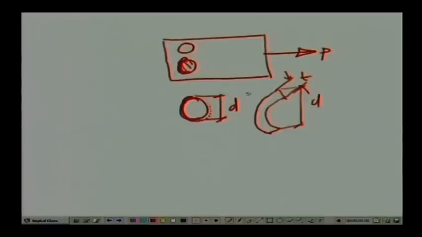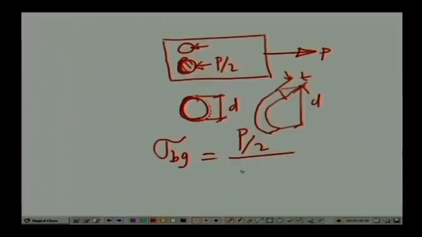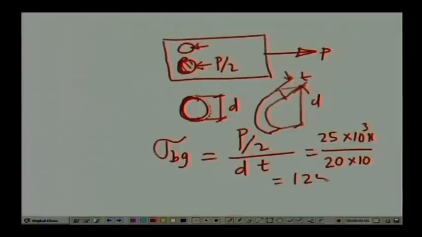And as we have seen, the bearing stress is a function of the contact area, so sigma bearing is equal to the force P, and since we have two bolts, each bolt will get half the force. So, P by 2 divided by the contact area, which is d times t. So, this gives us the bearing stress. Now here P by 2 is 25 into 10 to the power 3 Newton divided by d, which is 20, times 10, the thickness. So, this will give us the bearing stress, and this is equal to 125 MPa.